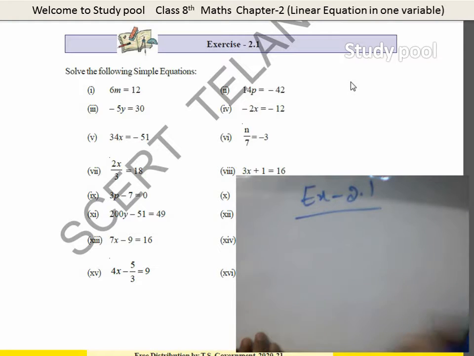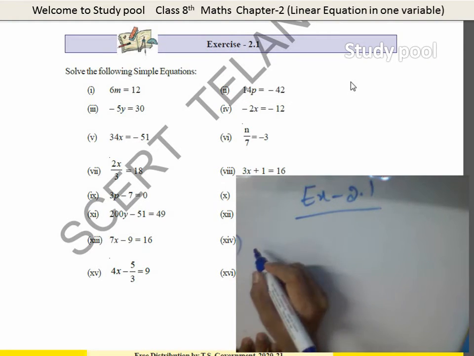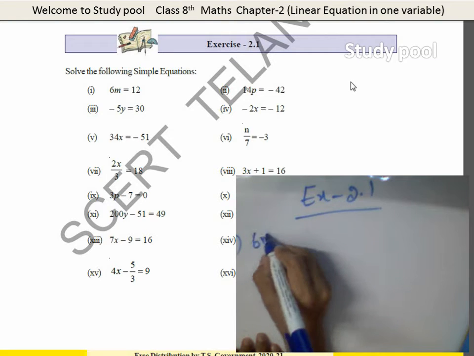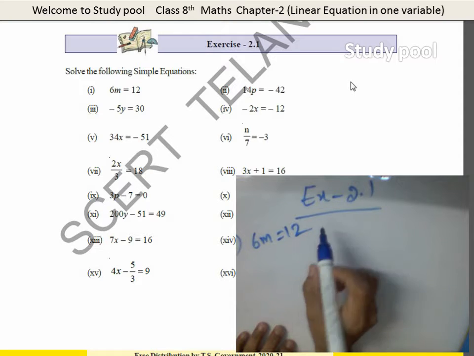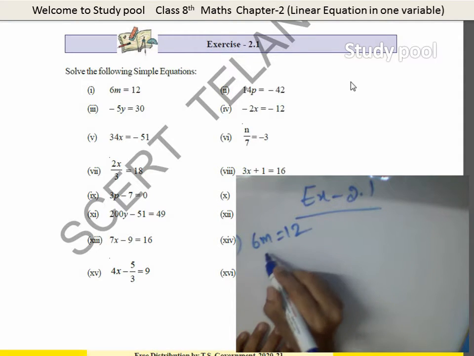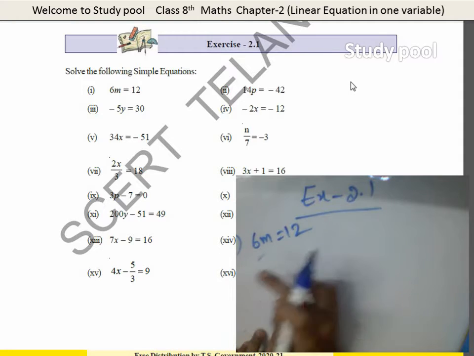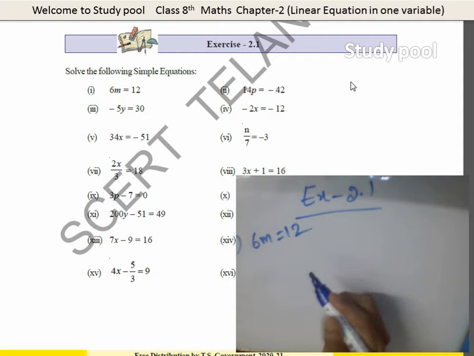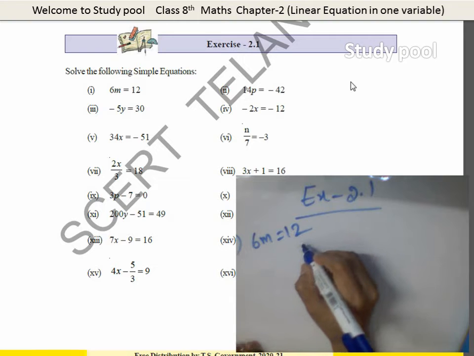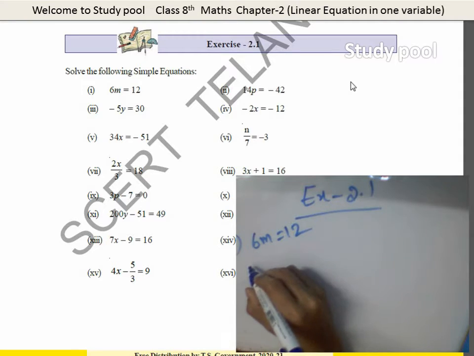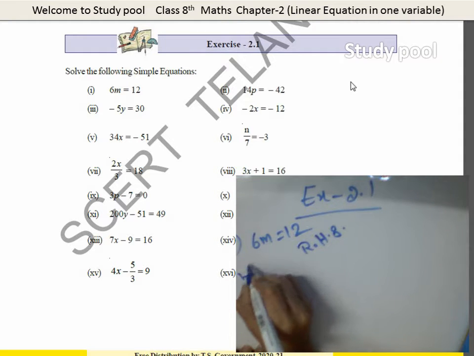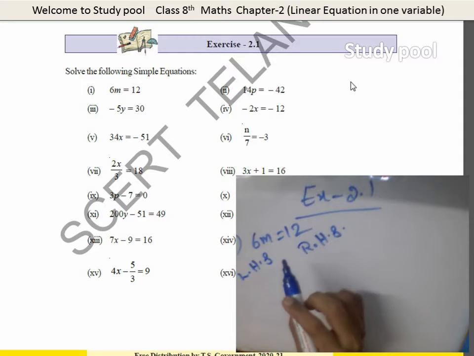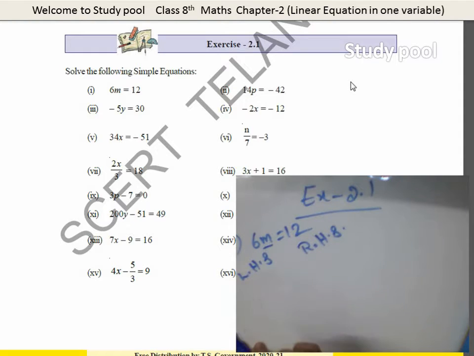Now here see the first one, what is given: 6m is equal to 12. Now it is a linear equation in one variable. What is the variable? m is the variable. Now what we need to do? First we should know what is LHS and what is RHS. This is RHS and this is LHS. Now what do we need? We need the m value. It is a simple equation, we have to solve this.